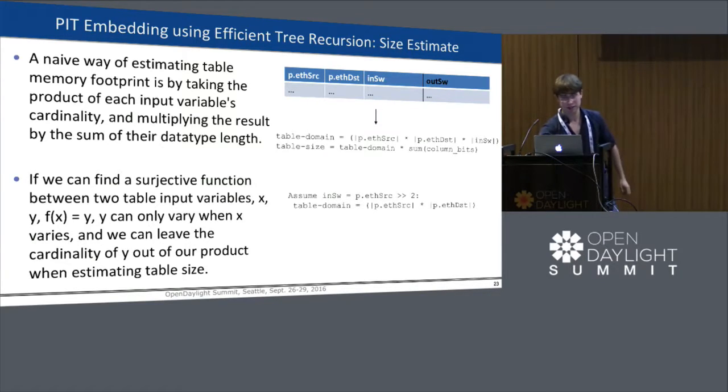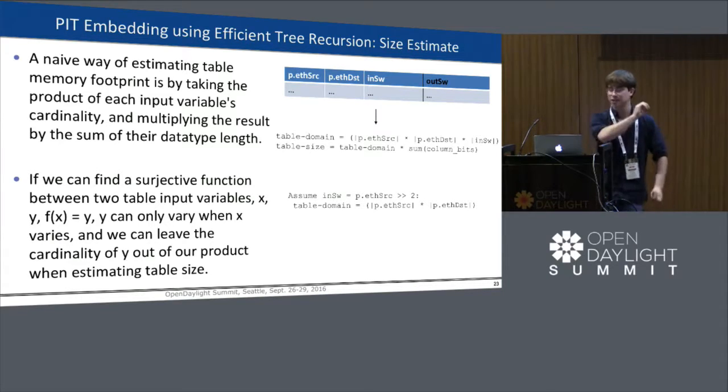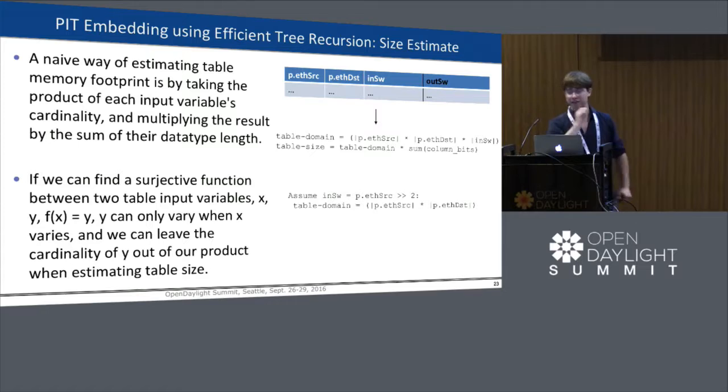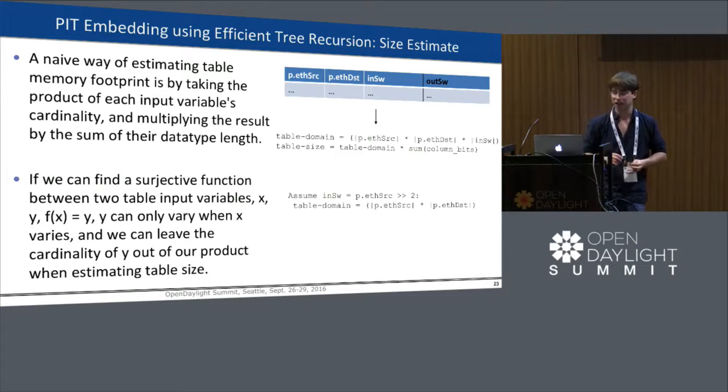That is, in this particular table, we take every single value that P source could have, every single value that P desk could have, every single value that P input switch could have. We multiply them all together. This gives us the number of rows. And then we calculate the number of bits in each row. That is the sum of each of their data type lengths. And using this gives us the total table size, the total number of bits in silicon this table is going to take up.